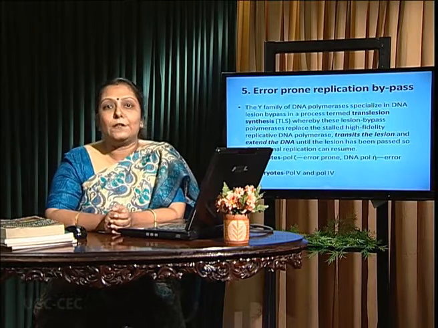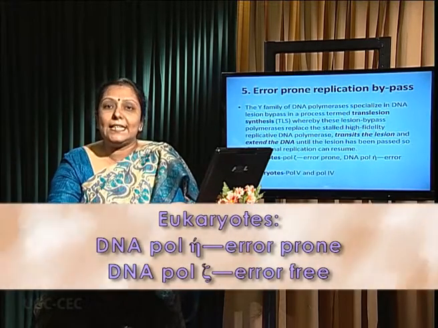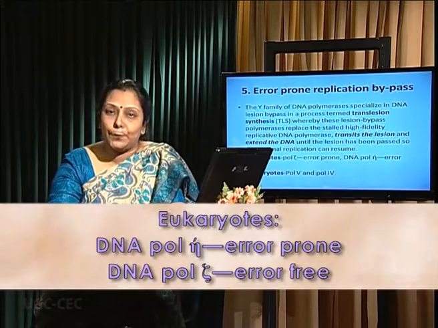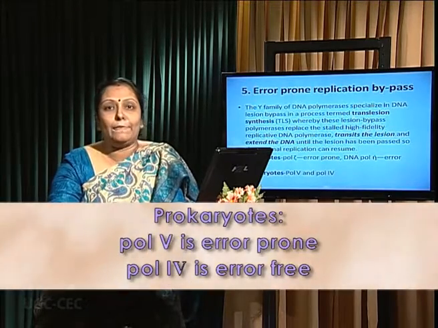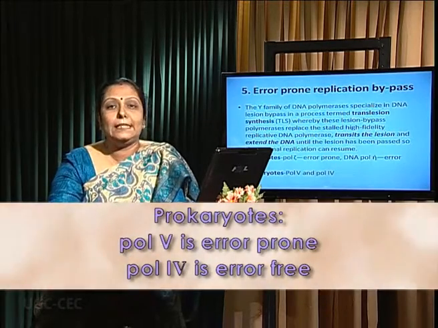It includes, in case of eukaryotes, polymerase eta and polymerase zeta. Zeta is error-free, but eta is error-prone. In case of prokaryotes, we can find polymerase V, which is error-prone, but polymerase IV, DinB, is error-free.